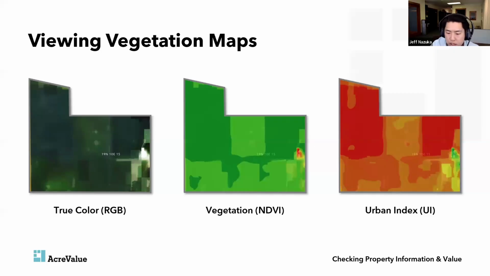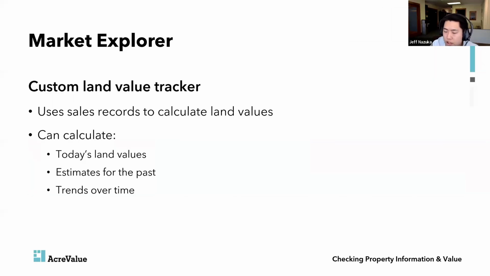Perfect. Now let's jump into the final feature that we'll cover today, which is the Market Explorer, a custom land value tracking tool that uses sale records on AcreValue to calculate land values for your property that you're curious about. Because the tool uses past sale records to assess the land value, you can calculate land values for today, or even in the past. And therefore, you can see changes in land values over time if that's something that you're curious about.